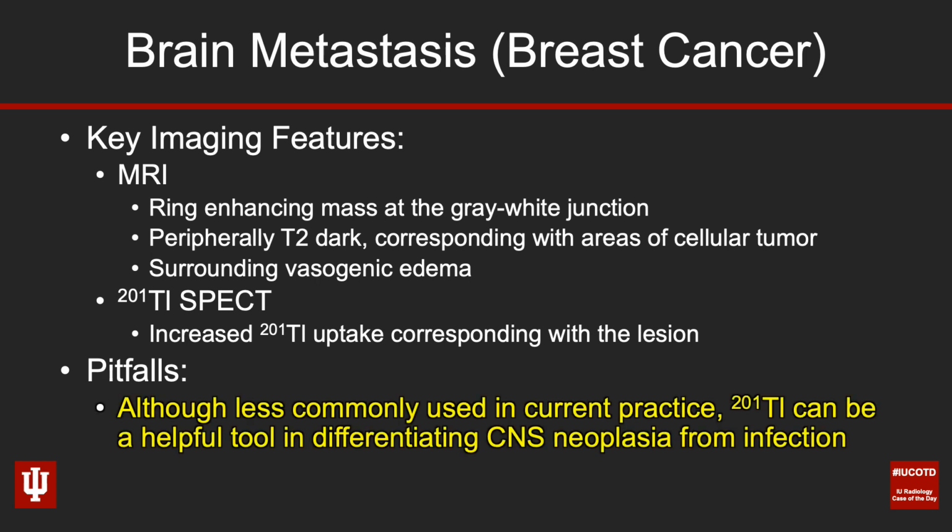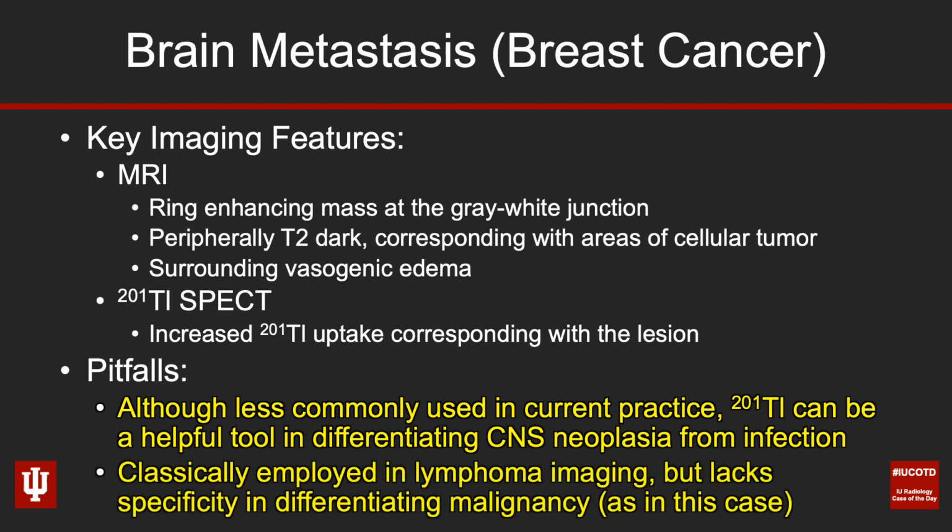As I said before, there are some pitfalls. Although it's less commonly used in clinical practice in this day and age, I think thallium-201 SPECT can certainly remain a helpful tool in differentiating CNS neoplasia from infection. This is a nice tool to have in your toolbox for those challenging cases in which you want to do some troubleshooting. And again, although this is classically employed in lymphoma imaging, it does lack specificity in differentiating it from other malignancies, as in this case, in which we demonstrated its uptake within a brain metastasis from breast cancer.